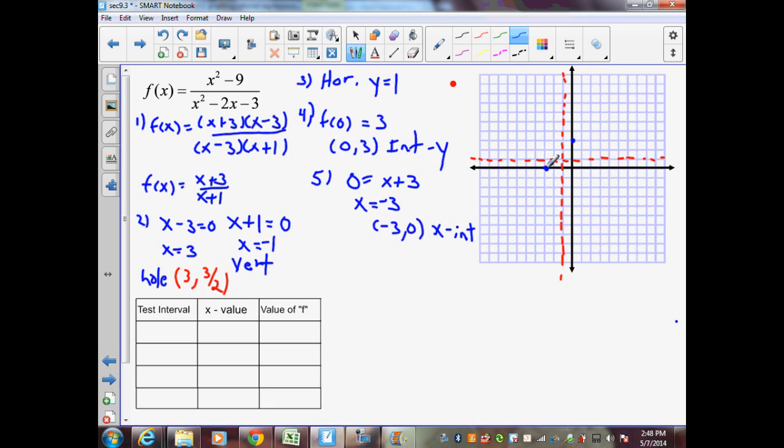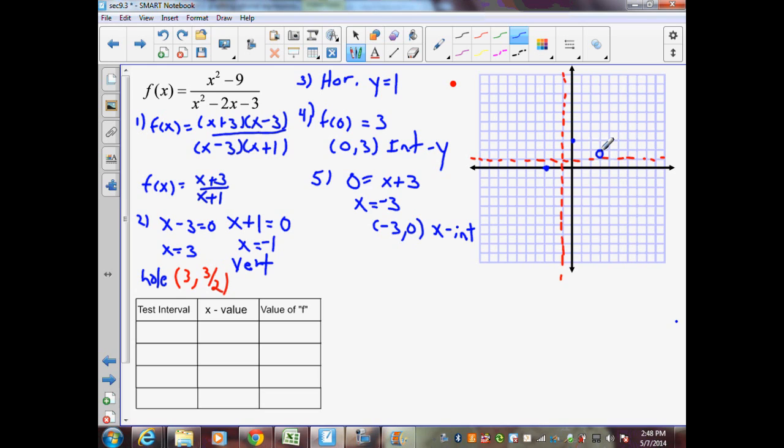And if I go back and look at where my hole is at x equal to 3, I've already calculated my value for x equal to 3 by plugging into my simplified version of my function. And when I do that, I get 3 plus 3 is 6 over 3 plus 1 is 4. 6 over 4 is 3 over 2. Therefore, I'll have a hole at (3, 3/2), which would be right here. And I don't fill that in because my function's undefined at that location on my graph.